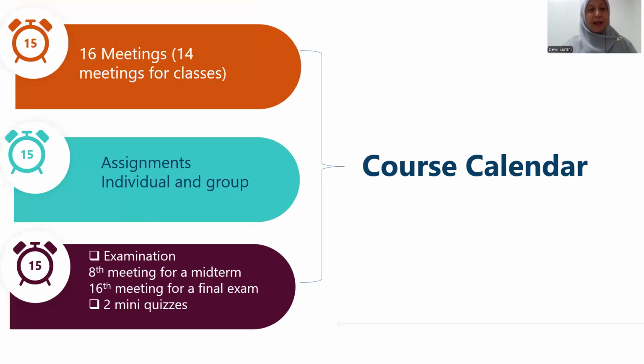Okay, let's look at our course calendar. As I had mentioned before, our meetings will be 16 in total, 14 meetings for learning activities, and the other two are for exams. The midterm in the 8th meeting and the final exam in the 16th meeting. And there are also two mini quizzes, okay? And throughout the course, you will have both individual and group assignments to help you understand the material.